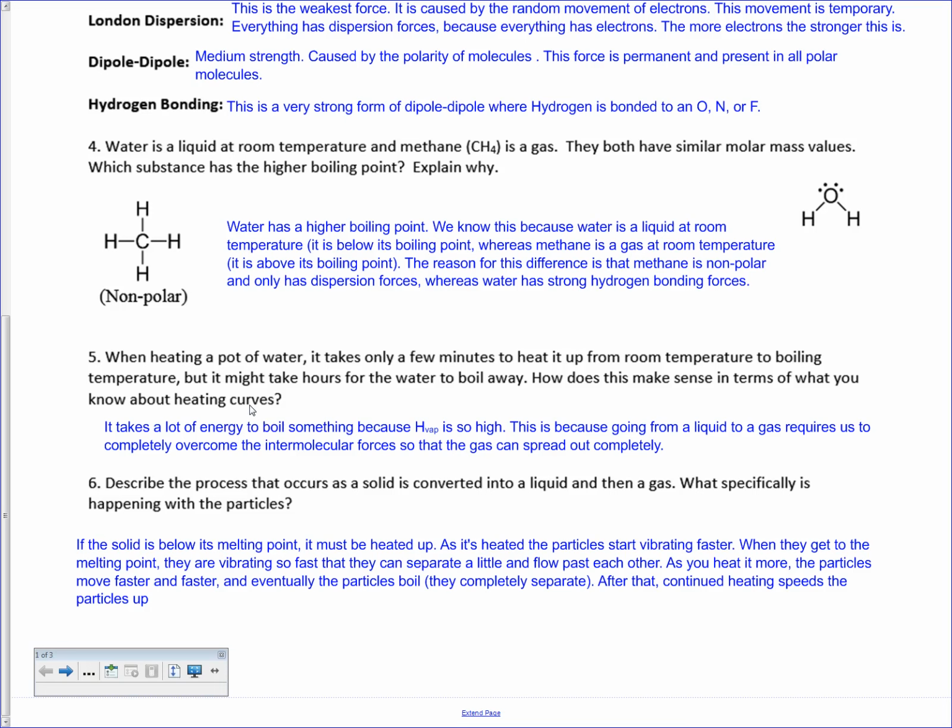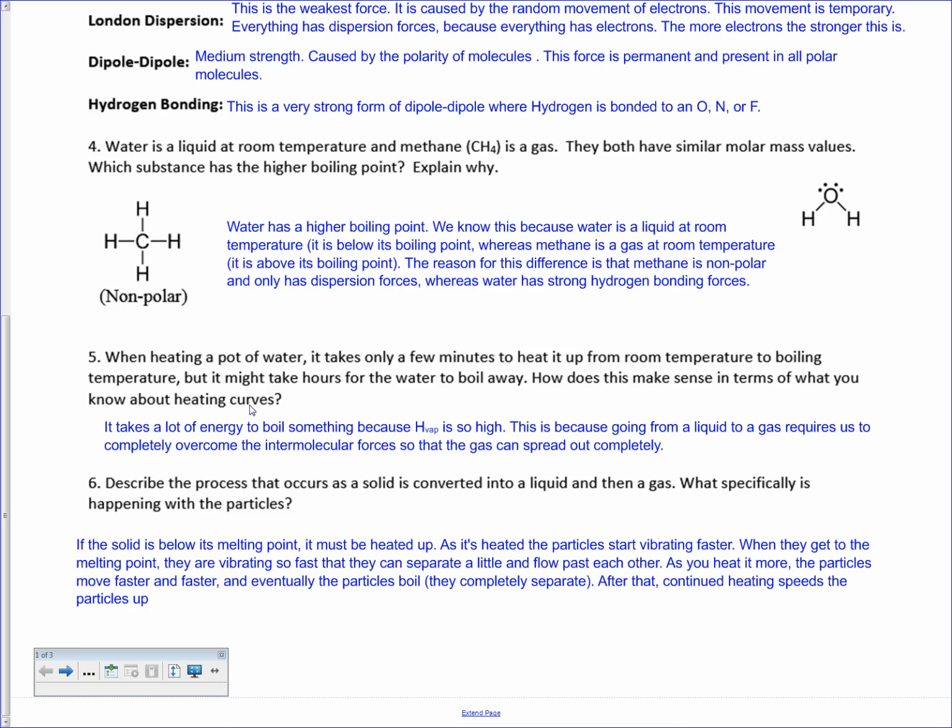Question 5 here, talking about boiling a pot of water. It says you stick it on the stove. Even if you have kind of cold water, it doesn't take too long for it to start boiling, like maybe 5 or 10 minutes. But then you could boil it for hours if it was a big enough pot, and it just wouldn't boil out. And so the question is, why is that?